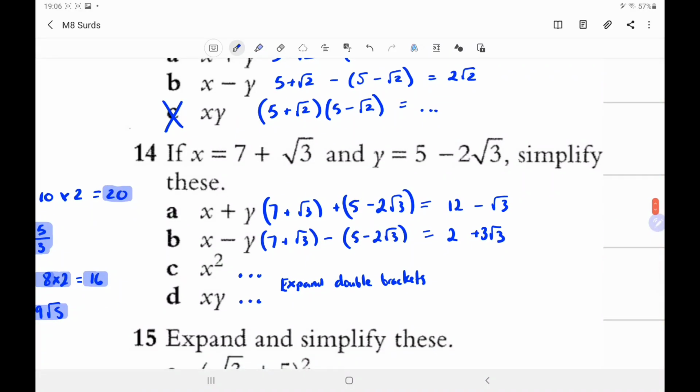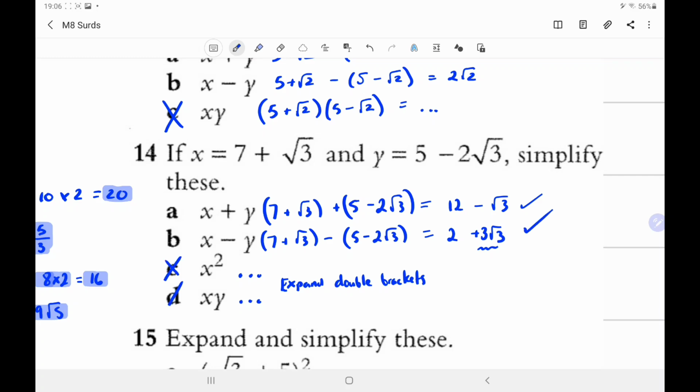Next one, question 14, x plus y. Same again, you're just collecting like terms, being careful for the negative signs. 7 plus 5 is 12. Root 3 plus a minus 2 root 3 gives us minus root 3 in our answer. X subtract y, well then 7 subtract 5 is 2. Root 3 subtract a minus 2 root 3 gives plus 3 root 3.